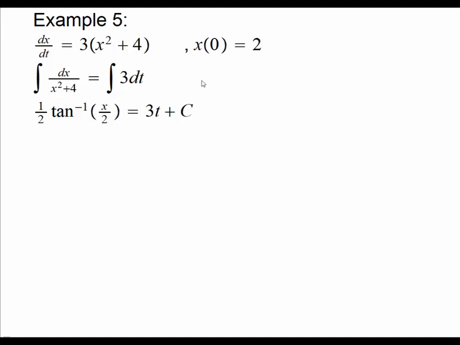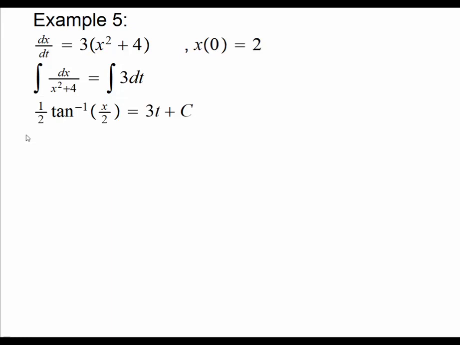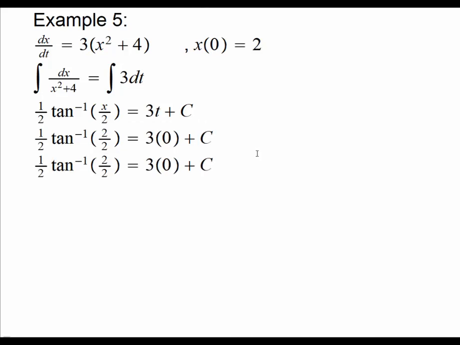Now when t is 0, x is 2. So we will substitute those values in. Here I have a 2, my t is 0. What I get as a consequence is that 1/2 tangent inverse of 1 is going to be c, and who is tangent inverse of 1?